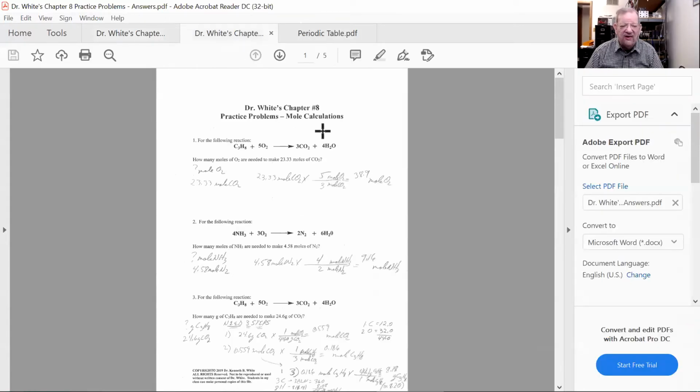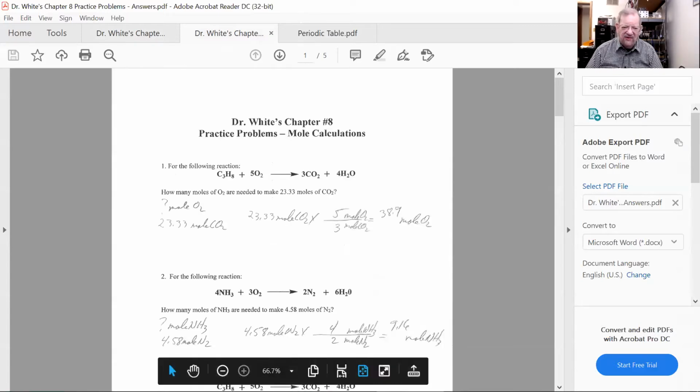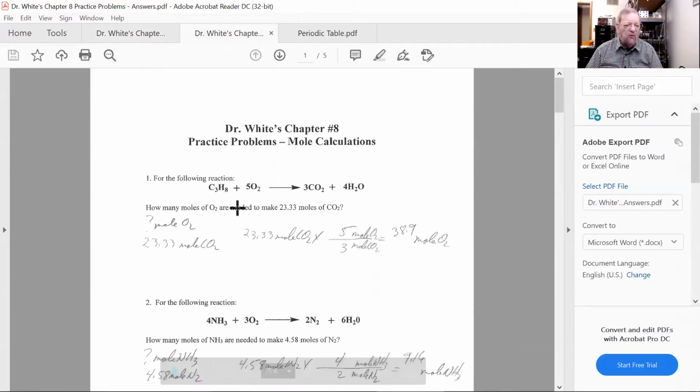All right, now, if you look at Chapter 8, Practice Problems, and here we've got something more sophisticated. We have a balanced chemical equation, and the question is, how many moles of oxygen are needed to make 23.33 moles of CO2? And how do we do that? We have moles of oxygen we're trying to find. We're given moles of CO2. Use your good buddy, your good friend, unit analysis.